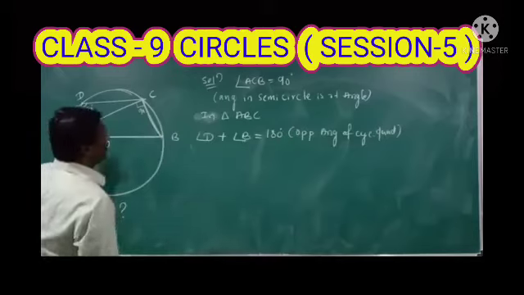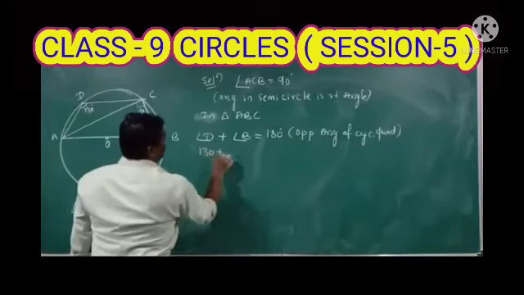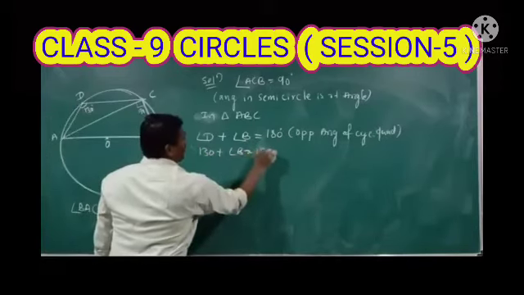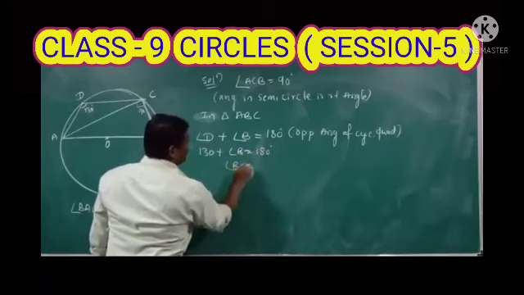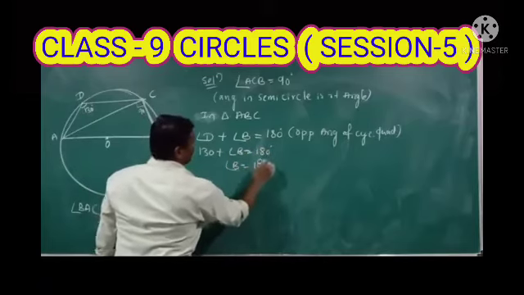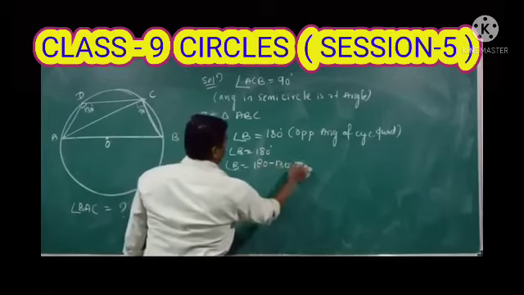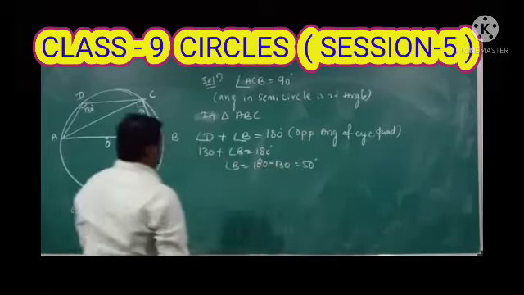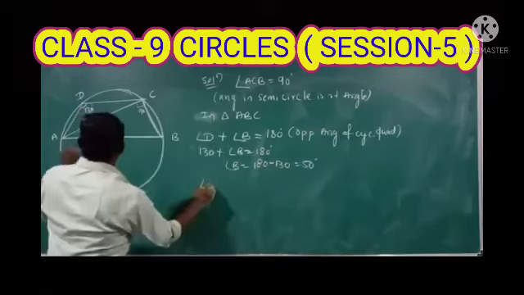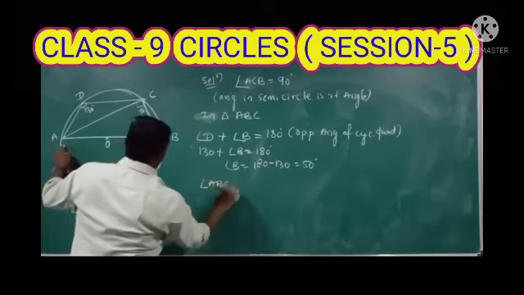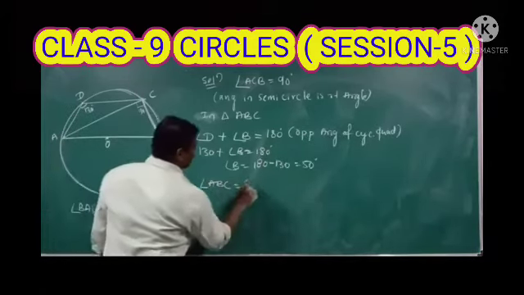So angle D is 130 degrees plus angle B is equal to 180 degrees. Therefore angle B is equal to 180 minus 130, which is equal to 50 degrees. Angle B is nothing but angle ABC, right? Angle ABC is 50 degrees.